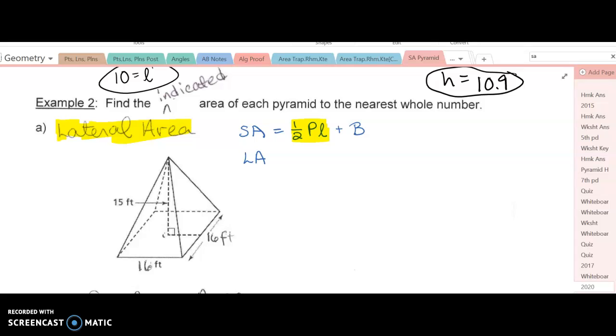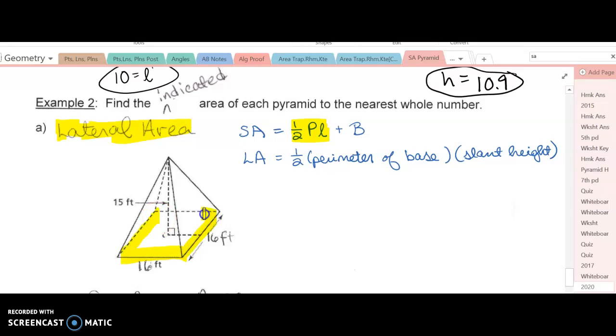So you're really just talking about 1/2 perimeter of the base times the slant height. So in this first example, we see that we have a square base with 16 for each side. And then we also have the actual height coming down the middle. The altitude is what that is, the 15. And what we don't know is the slant height.